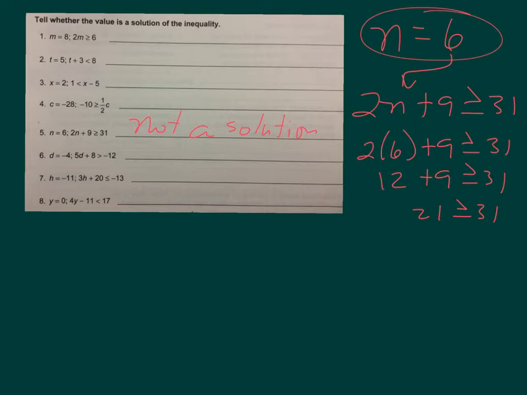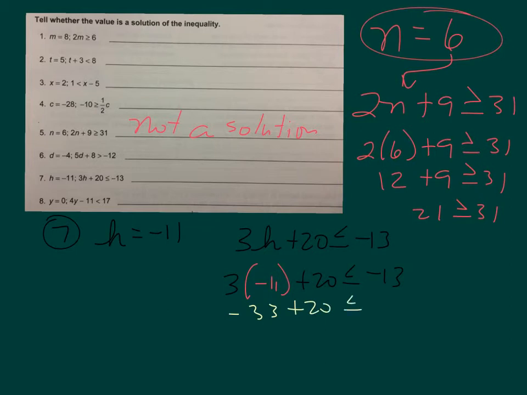All right, and finally let's do number 7 together. Let me go ahead and put this in black. So this is number 7 right here. So we want h is equal to negative 11. Well, the inequality we're going to use is 3h plus 20 is less than or equal to negative 13. So I'm going to plug that in. So 3 times negative 11 plus 20 is less than or equal to negative 13. Well, 3 times negative 11 is negative 33. Bring down your plus 20 is less than or equal to negative 13.